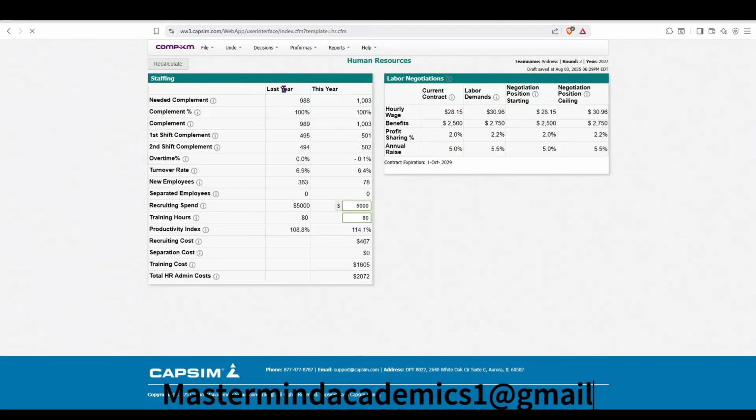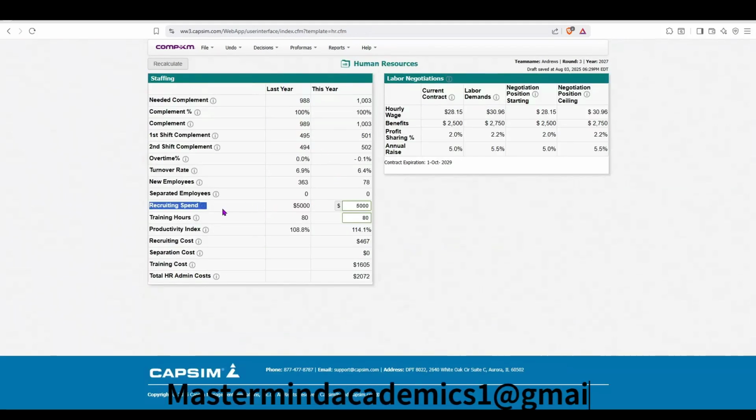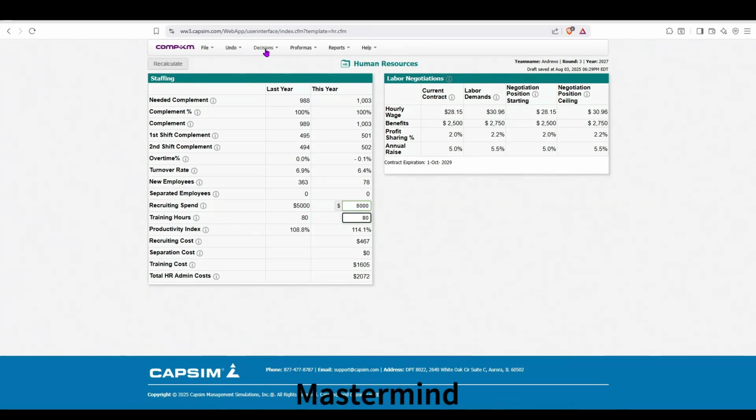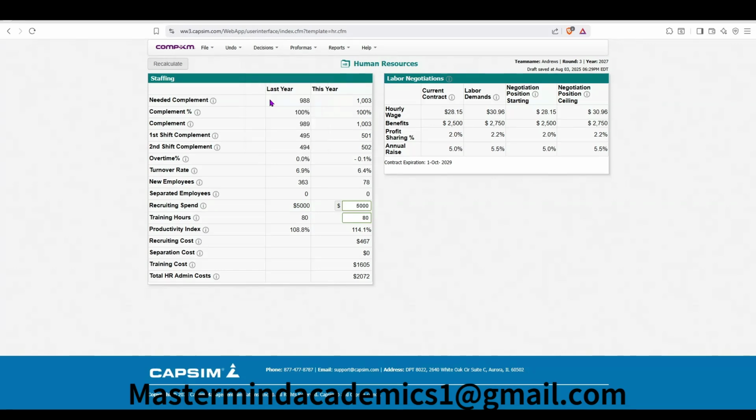Next, the human resource. As the human resource, we're just investing 5,000 on the recruiting spend, and for training hours we are going to invest 80. Next is the finance department.